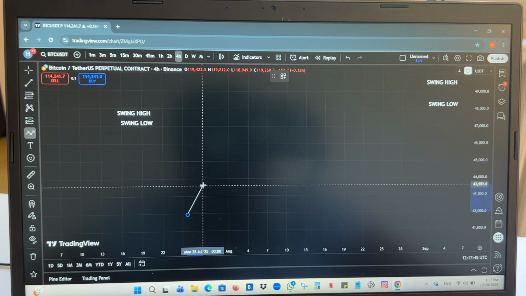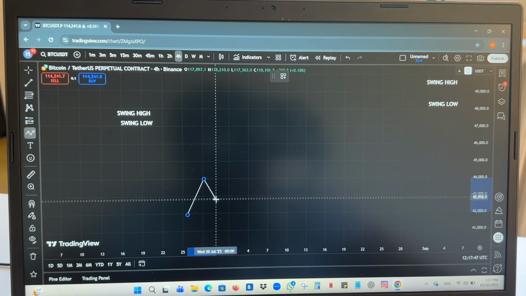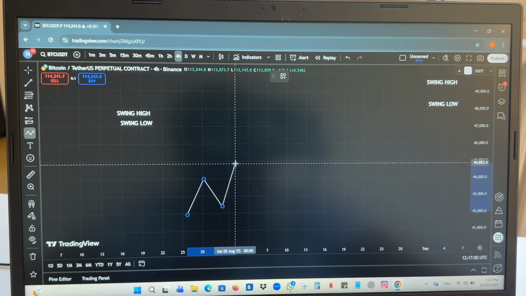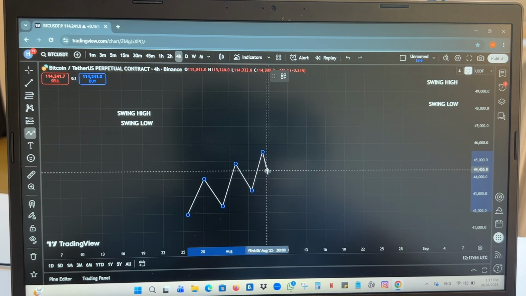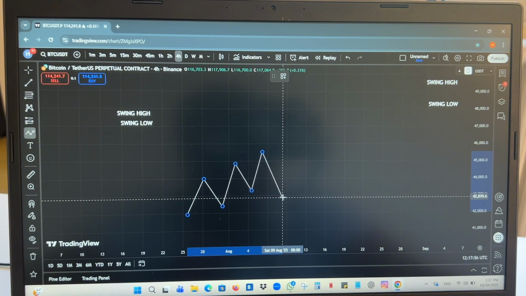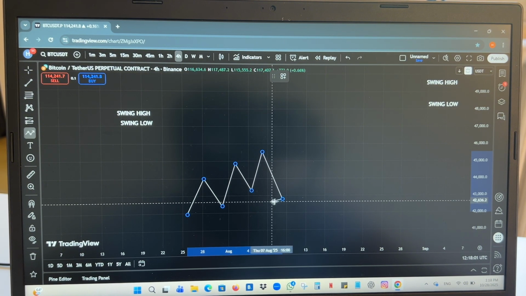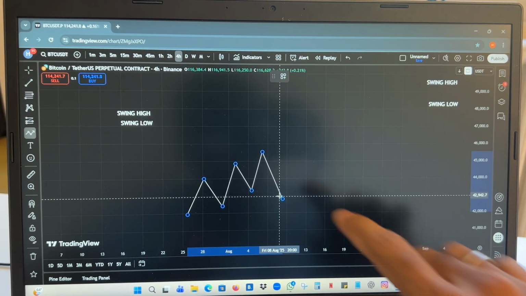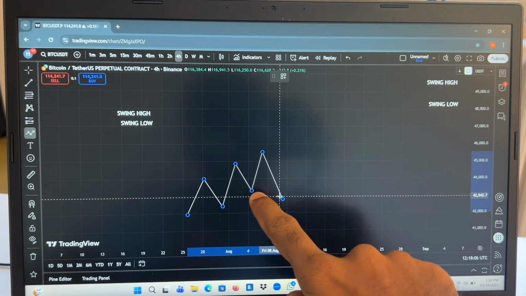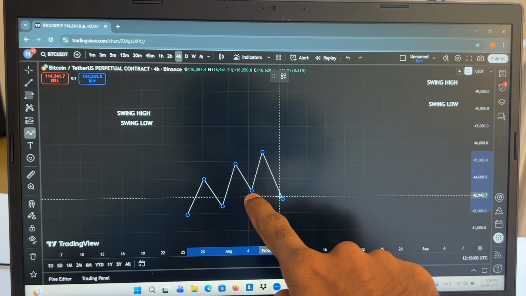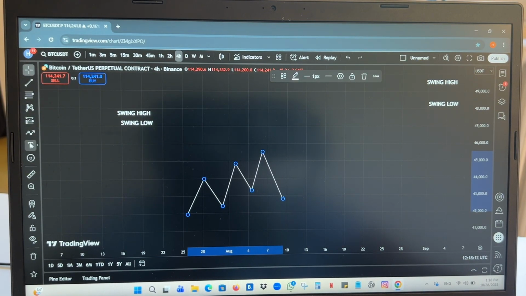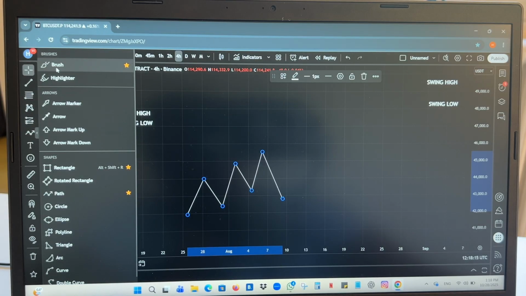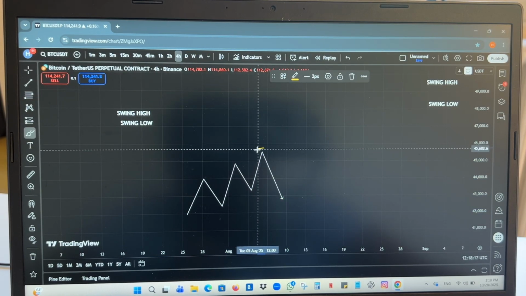So the market shifts and it's making high highs, high lows, high highs, high lows, and there you go, it makes a high high. Then the market makes that hunt. It went further below than the previous low. Then that is when you identify this high.